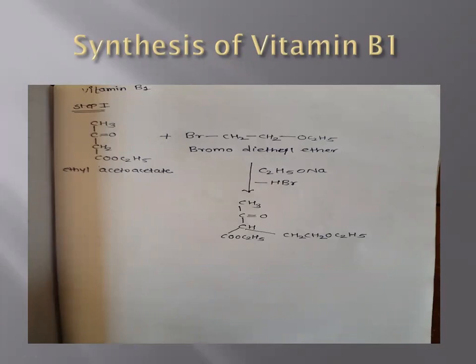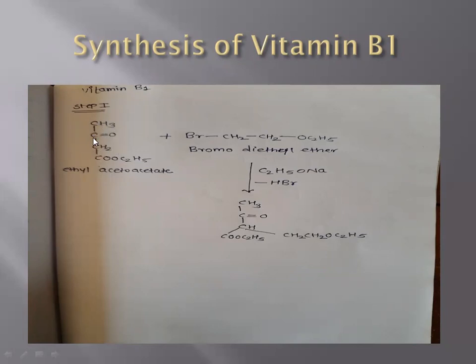This synthesis has 4 steps. The first step contains 2 reactants. The first one is ethyl acetoacetate and the second is bromodiethyl ether. Okay, these are your 2 reactants. In this, what happened? If you are able to see this compound, this one is your carbonyl carbon, right? First we have to find the acidic hydrogen atom.